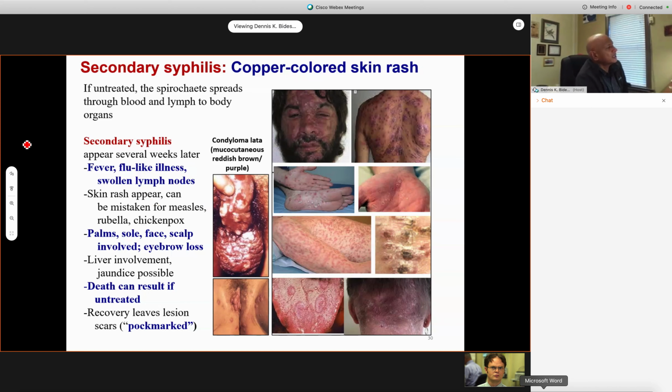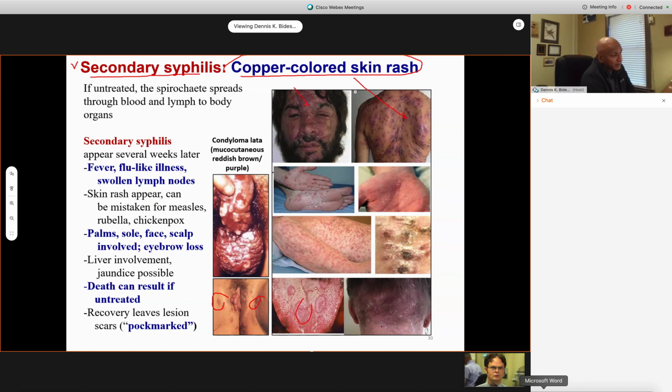So this is what you're going to see. This is what characterizes secondary syphilis: this copper-colored skin rash. You can see several different examples back here. It can be anywhere on the body, the soles of the feet, the palms of the hands, and this is on the tongue. So this is the rash that we see. Again, the most important characteristic for secondary syphilis is this copper-colored skin rash.